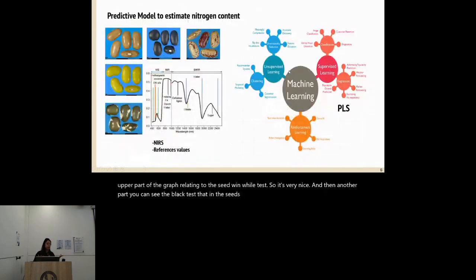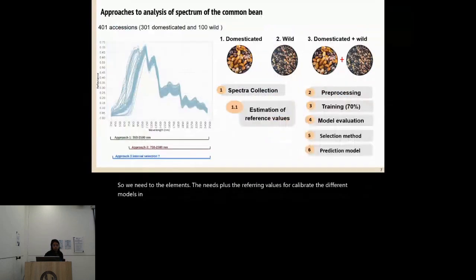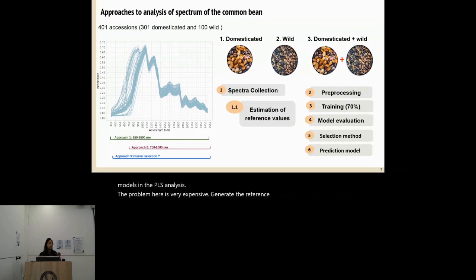So with this information, we try to elaborate different models to estimate the components in the seeds. So we need two elements, the NIRS spectra plus the reference values, to calibrate the different models in the PLS analysis. The problem here is that it is very expensive to generate the reference values for the whole collection. So we select a small sample with 100 wild and 31 domesticated accessions, and then account for the biological process here and separate the analysis in three approaches.